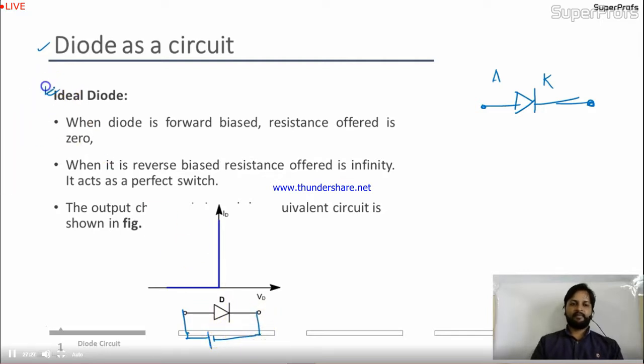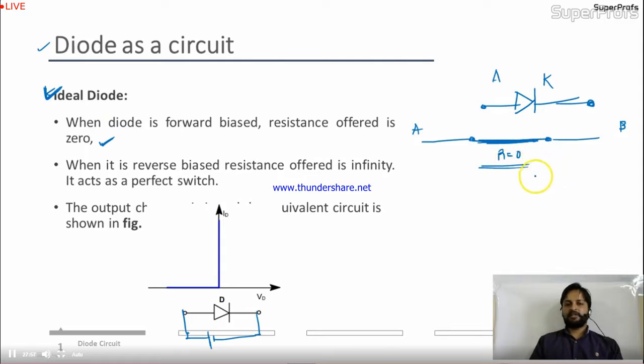So ideally, what will be the output of the diode? When the diode is forward biased, the resistance offered is zero. Resistance offered is zero means what? The diode will act as a short circuit. If this is the point A and B and this is the diode, it will be short. Resistance is zero for a short circuit. So in the forward condition, an ideal diode acts like a short circuit.